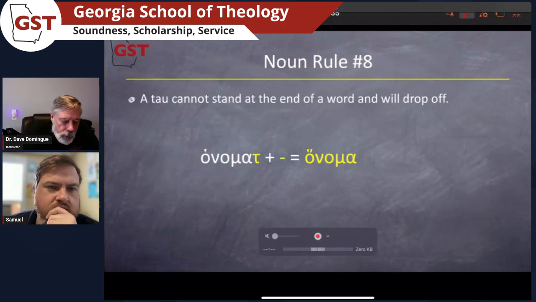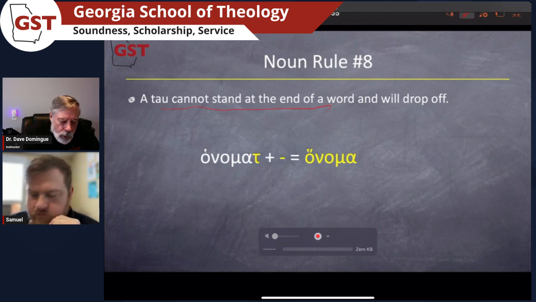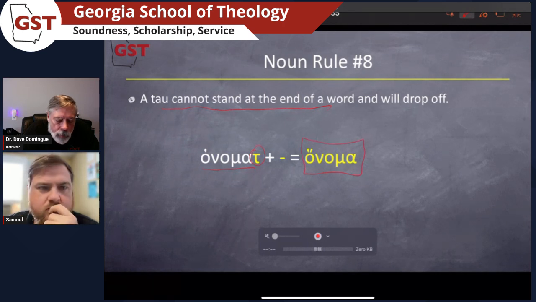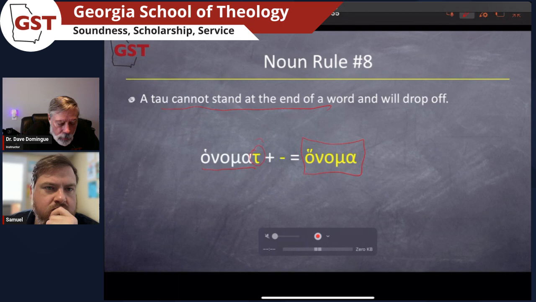But you also have noun rule 8: a tau cannot stand at the end of a word. It will drop out. So animat is the actual word with the tau for the nominative, but because it's at the end, it drops out, and there's our lexical form, anima, meaning name or reputation. So when you look it up, you can't look up animat. If you do, you won't see it. You'll find anima instead, and that is the nominative singular form for name or reputation. You'll also remember that.